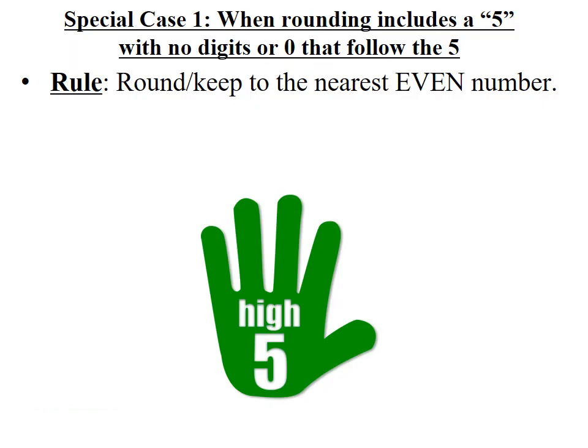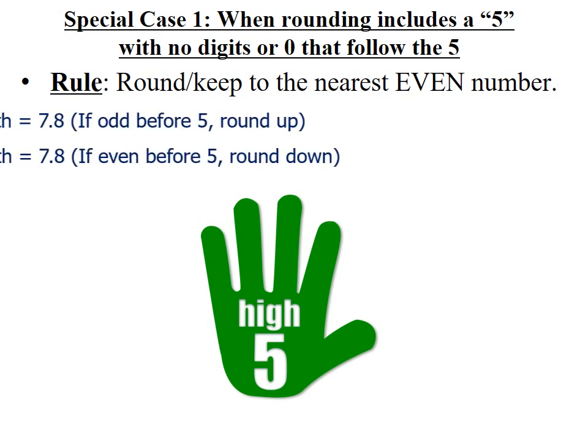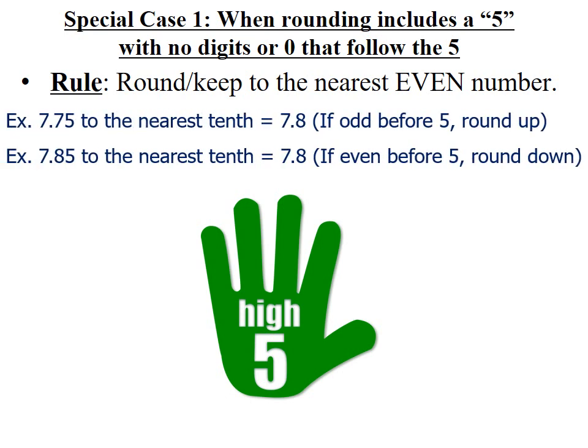Now we have a few exceptions to go over. Sometimes you might have a case where your rounding includes a 5. So when your rounding includes a 5 as the digit that's next door, and there are no other digits that follow that, or there's a 0, let's just say, so 7.75, no other digit after the 5, or 7.750, here's a rule you would use. You would round to keep it to the nearest even number, or to bring it to the next even number.